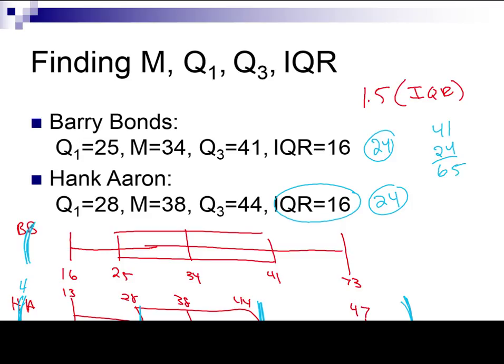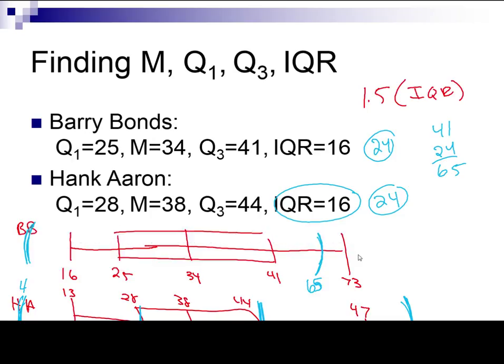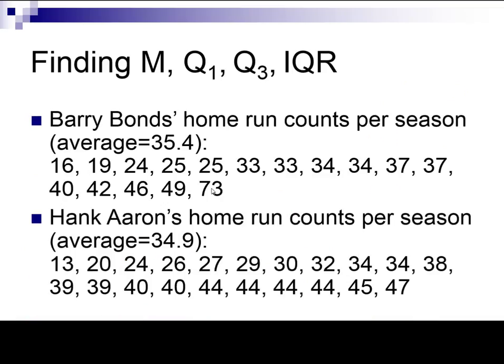Oh, snap. That's in here somewhere, isn't it? You see how there's some numbers outside of that fence? Whatever numbers are bigger than 65, you could say, you know what, those are not typical of what you can do. I would consider that an outlier. So how many numbers did Barry Bonds have as an outlier? Yeah, he only had 1. So this game was not typical of him.